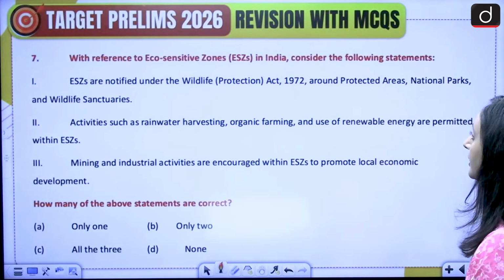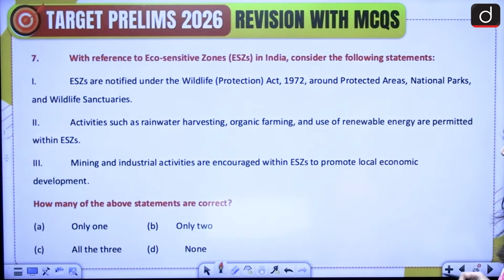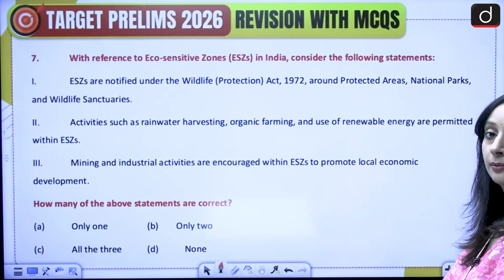Question 7. With reference to eco-sensitive zones in India, consider the following statements. 1. ESZs are notified under the Wildlife Protection Act 1972 around protected areas, national parks and wildlife sanctuaries. 2. Activities such as rainwater harvesting, organic farming and use of renewable energy are permitted within ESZ. 3. Mining and industrial activities are encouraged within ESZs to promote local economic development. How many of the above statements are correct? A. Only 1, B. Only 2, C. All the 3 or D. None. Please attempt this question.